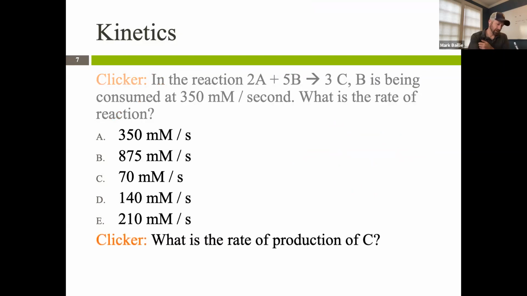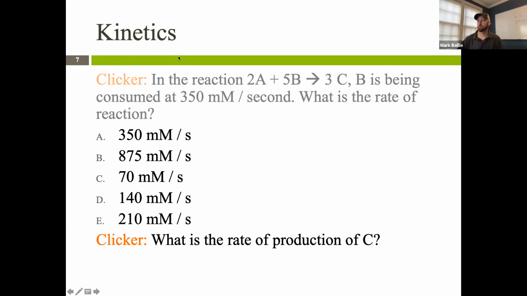So then with that knowledge, how do we feel about answering our next question? We'll do just a couple of seconds, use the same answers as above. Just a couple more seconds. We know the rate of reaction is C, 70 millimolarity per second. What's the rate of production of C? Closing out.